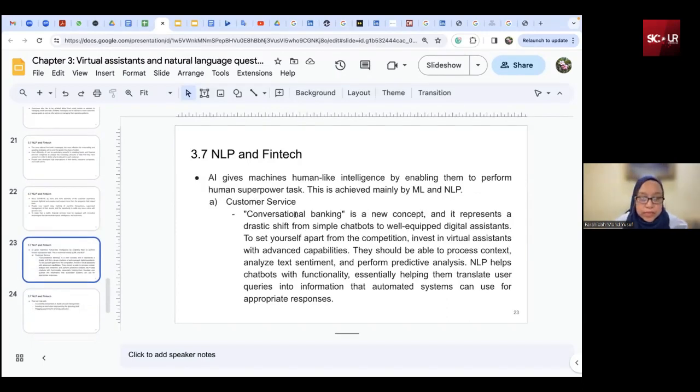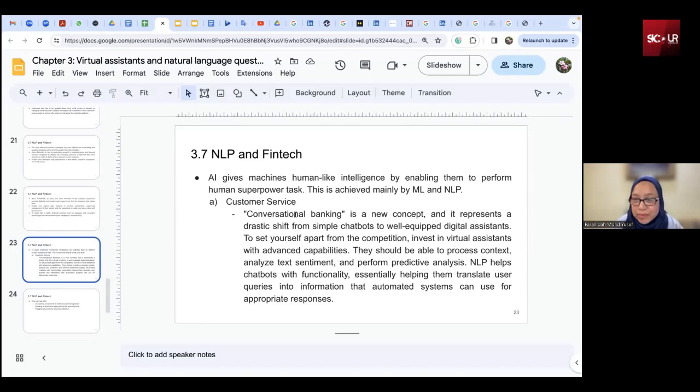NLP and the fintech game. Okay, AI gives machines human-like intelligence by enabling them to perform human superpower tasks. So this is achieved mainly by ML and NLP. ML is machine learning, NLP is natural language processing. In customer service, for example, conversational banking is a new concept. It represents a drastic shift from simple chatbots to well-equipped digital assistants.